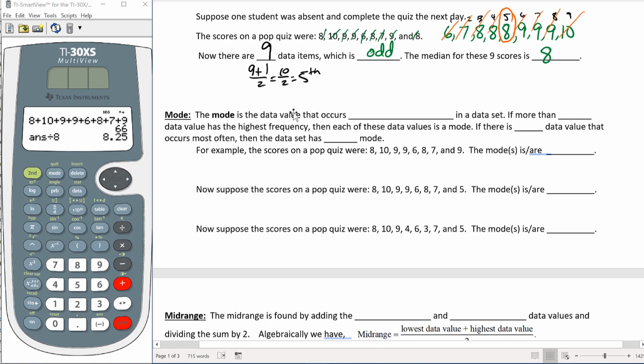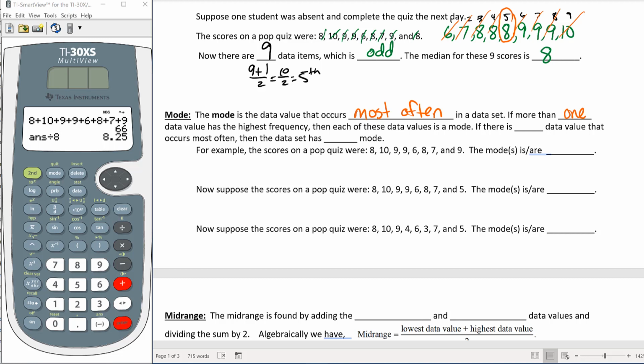Next, we're going to be talking about mode. Now the mode is the data value that occurs most often in a data set. If more than one data value has the highest frequency, then each of these values is a mode. So you could have 2 modes or 3 modes if they all have the same frequency. We call that bimodal or trimodal.